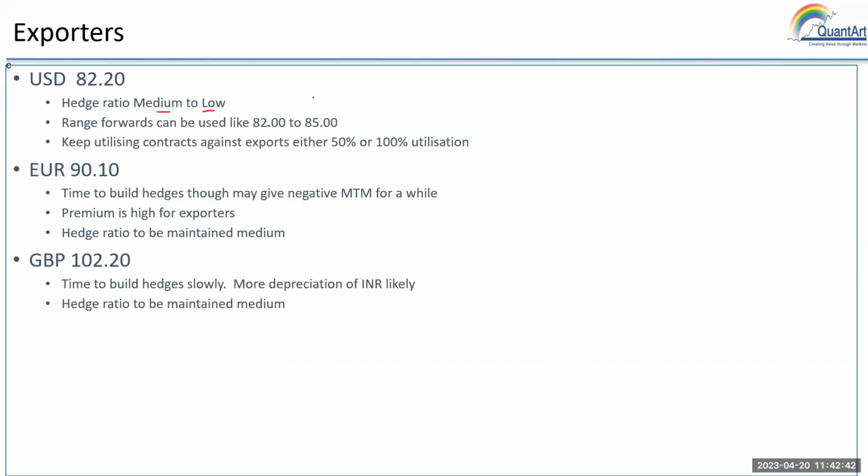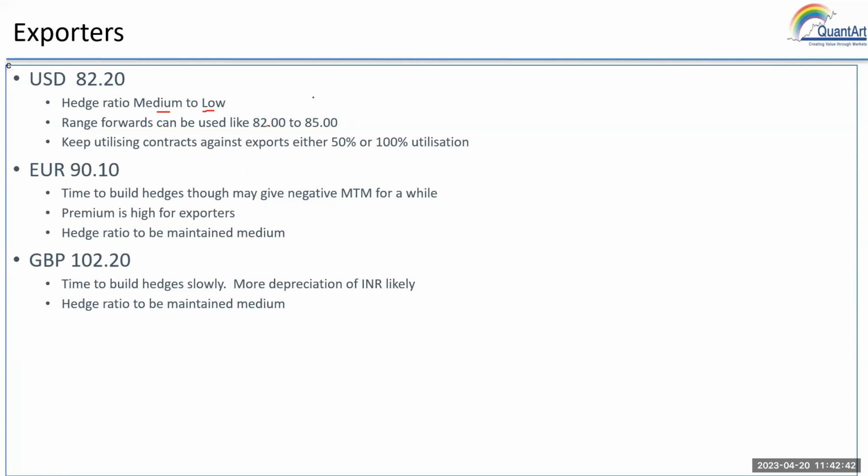So what should an exporter do? On USD INR, we are saying that the hedge ratio should be medium to low. Short-term hedge ratio could be medium to high, but long-term hedge ratio, keep it on the lower side, because we certainly expect you will get a better rate, and a 2% premium is not too attractive to hedge too much.